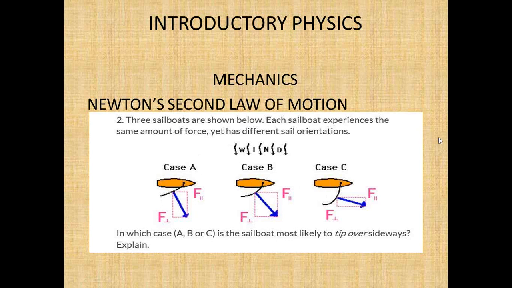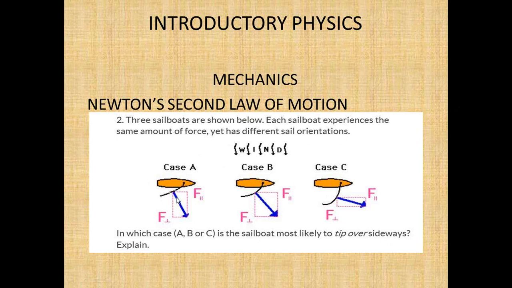In which case is the boat most likely to tip over sideways? The wind is blowing in this direction, and the resultant force is like this. Let's analyze. In A, the boat is going here, there's wind going there, and the resultant force on this boat is like that.